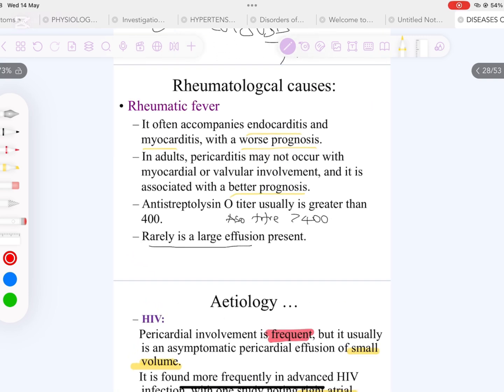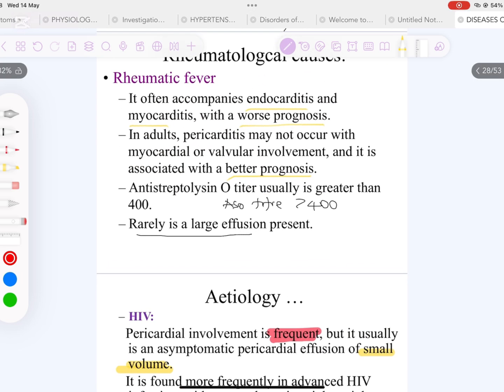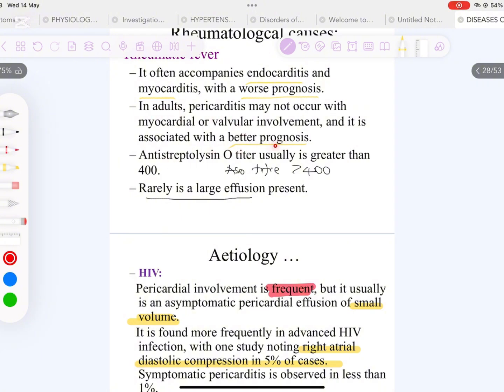Now, rheumatological causes like rheumatic fever. For the rheumatic one, it usually accompanies both endo and myo. Apart from pericarditis, it can also have endo and myo, and it has a worse prognosis when it's endo, myo, and peri, because endo is inside the heart, myo is the muscle, and then peri is the outer. So rheumatic fever is very greedy, it encompasses a lot of them. Now, in adults, pericarditis may not occur with myocardial or valvular involvement, so it is usually associated with better prognosis. Alright? So in adults, better prognosis.